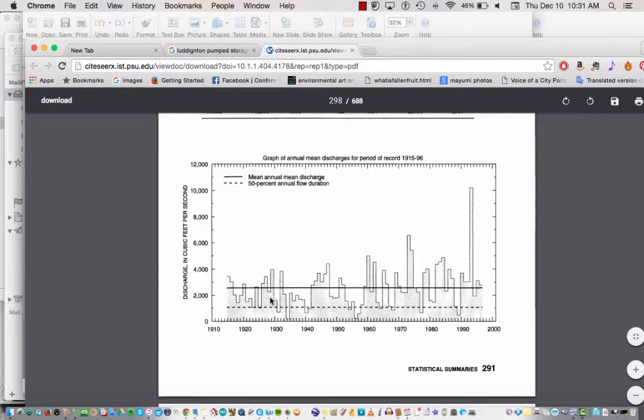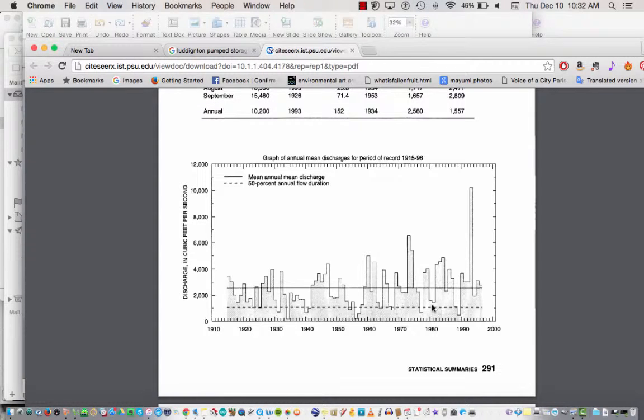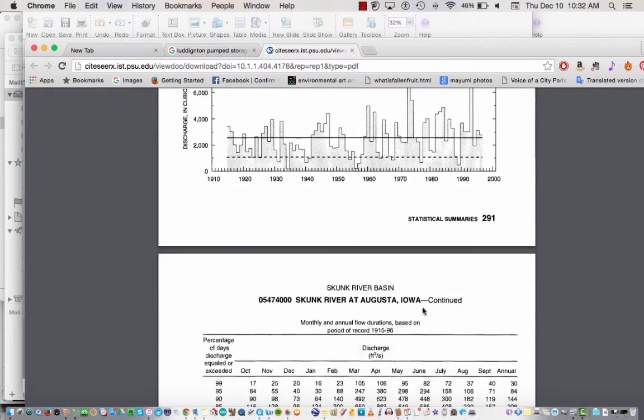And this is the mean annual discharge, the annual mean discharge for all the different years. So this is how it varies from year to year. Before, it was showing you month to month on average, and this is year to year. You can see some years the average discharge is quite high, some years it's quite a bit lower, but this is the average. And this is the 50th percentile. Half the years are more and half the years are less than this amount here.